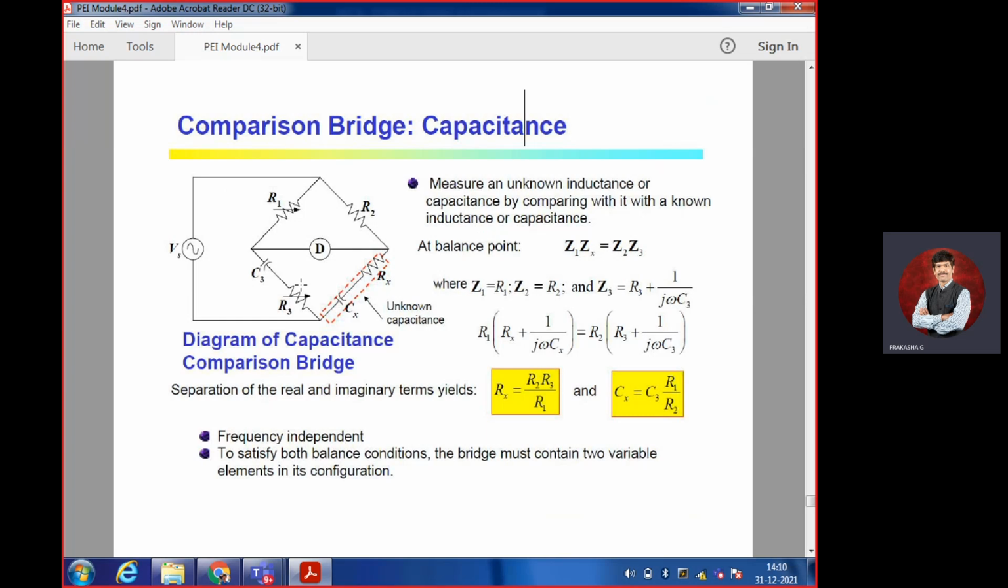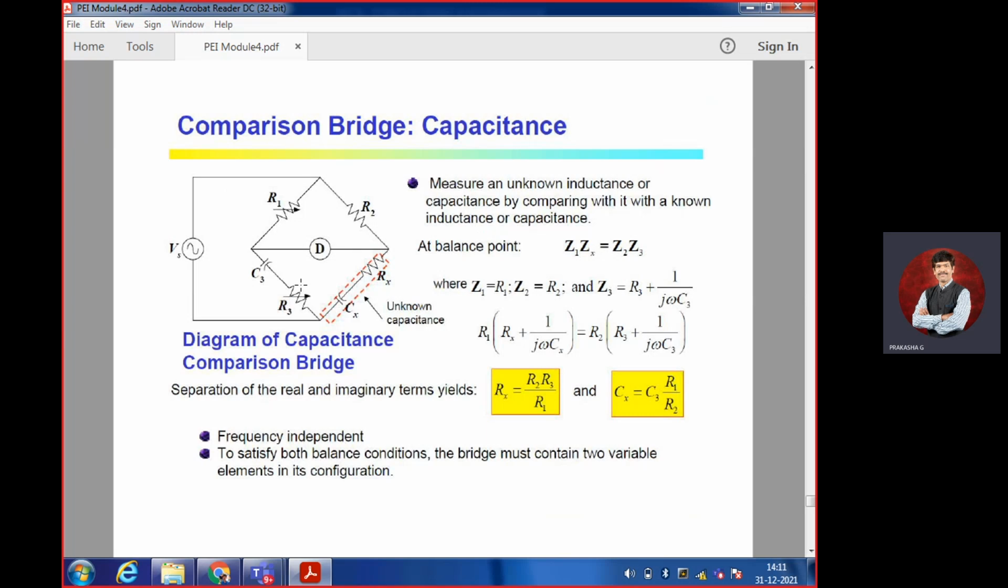Unknown capacitance or inductance can be measured by comparing them with a known capacitance or inductance. On the right side here is the unknown capacitance, and here we have the known capacitance. By varying the resistance value, we are able to balance the circuit. A detector detects the zero value. Once it has been detected, we can check what the resistance is and what the capacitance is. Once you know the Rx value, you can find the Cx value also.